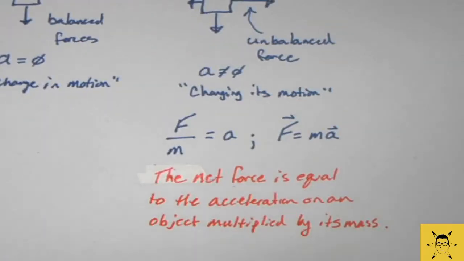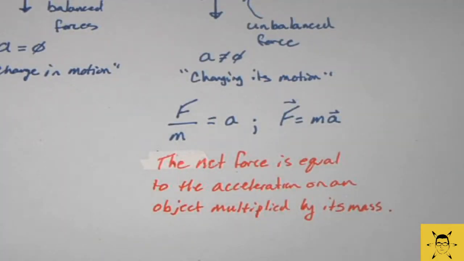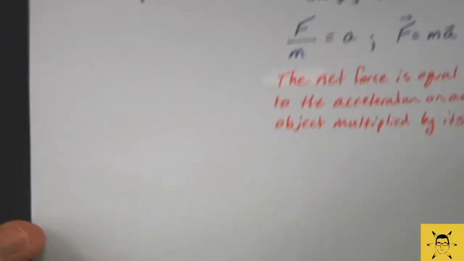Okay, that the net force is equal to the acceleration on an object multiplied by its mass. F equals mass times acceleration. And the net force is in the same direction as the acceleration. And that's really about it. But there's some cool things that happen with this.